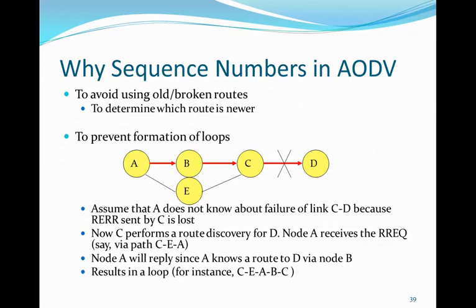Now, the sequence number is very important, and it also helps us avoid routing loops, as we discussed earlier. It is important to give a sequence number so the nodes can decide whether they should accept the information within this packet or drop it. So to avoid using old or broken routes, and to determine which route information is more updated, we should use the sequence number. For example, in this topology, you can see we have 5 nodes A, B, C, D, and E.